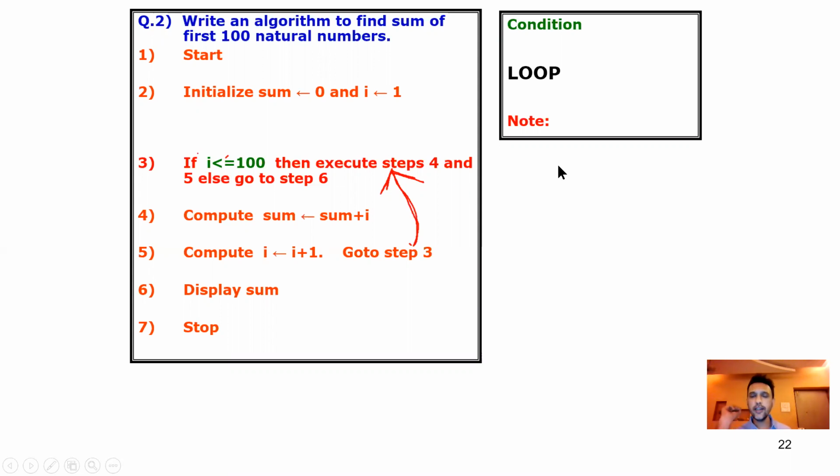i less than equal to 100 is a condition which will be true or false. If true, we execute steps 4 and 5. And if false, we go to step 7.